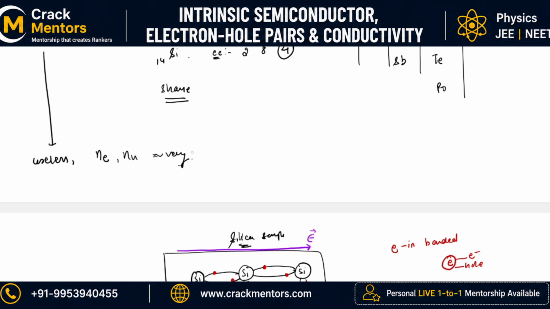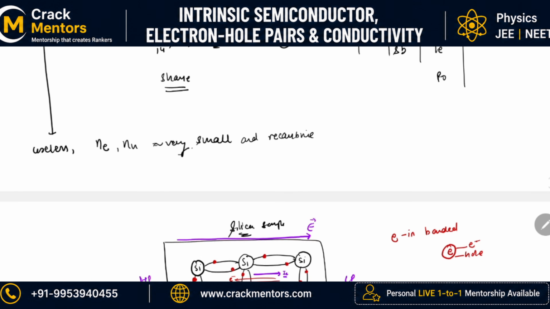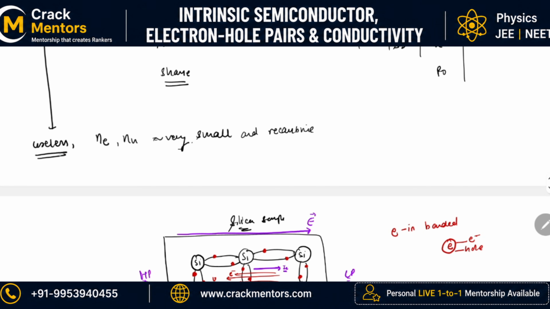What is very important to know is that the number of holes and the number of electrons created are very small, and they recombine so quickly. The tendency of their recombination is very quick, due to which I can say in this case that pure semiconductor is completely useless to us.